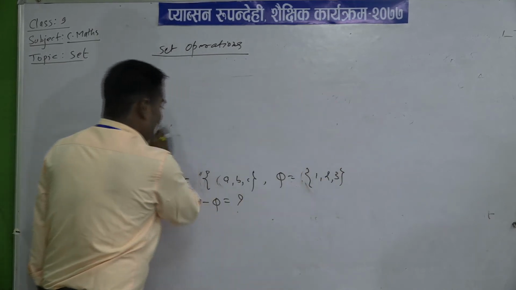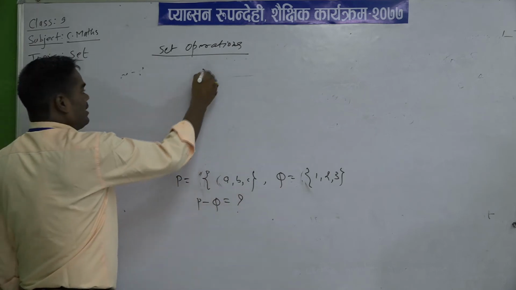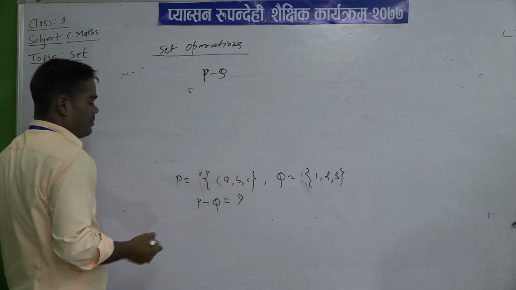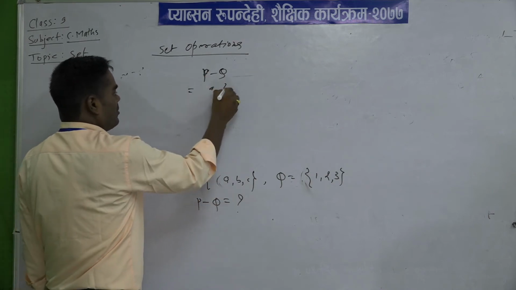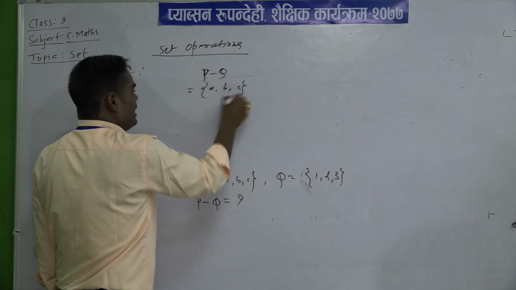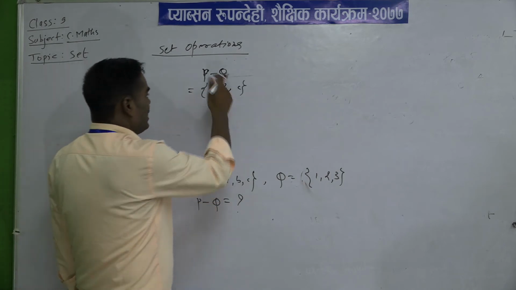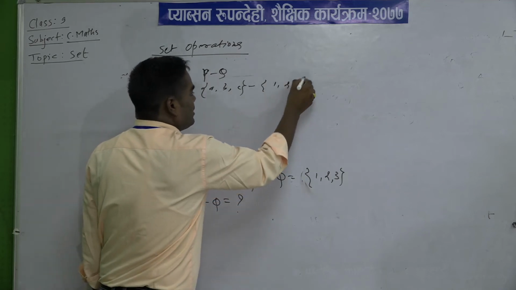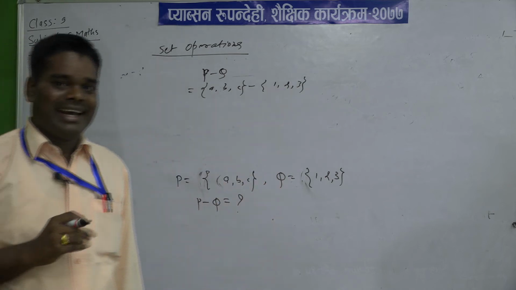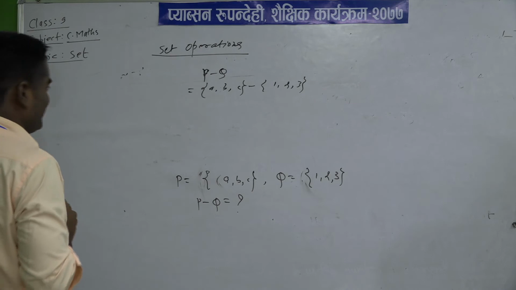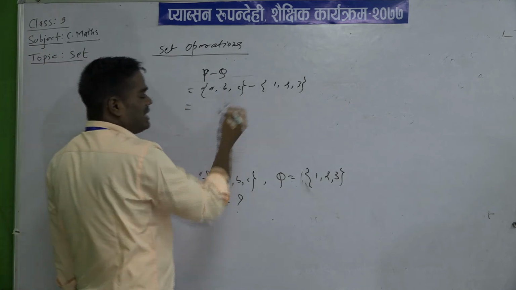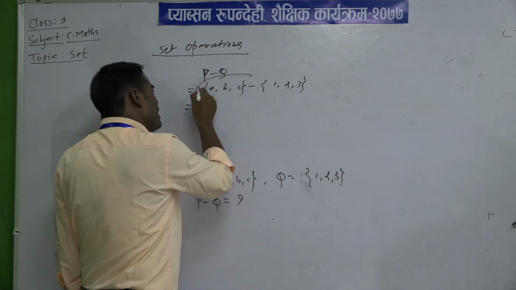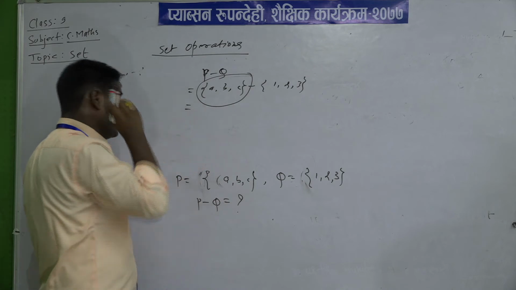So, you can find it very easily: P minus Q. P means what? A, B, C. Set P has the elements A, B, C, minus the elements of set Q: 1, 2, 3. Are you watching? Are there any common elements? No. So, no elements can be cancelled. No elements are common. It means we have to take all the elements of the first set, that is P.